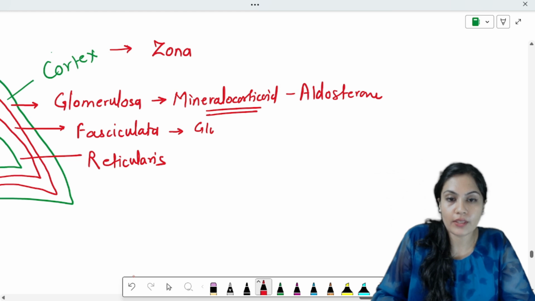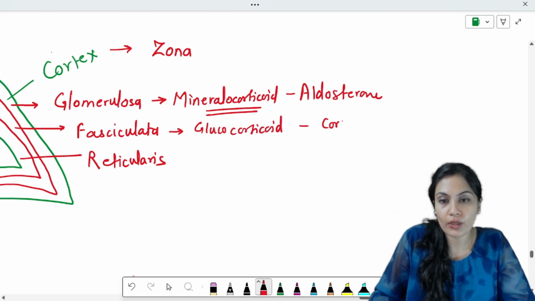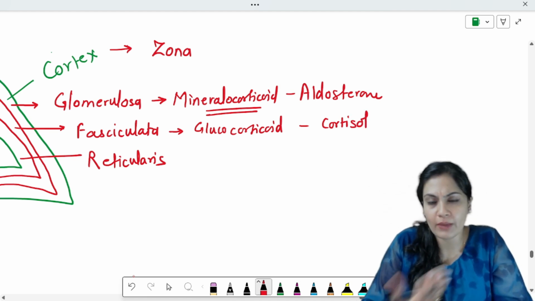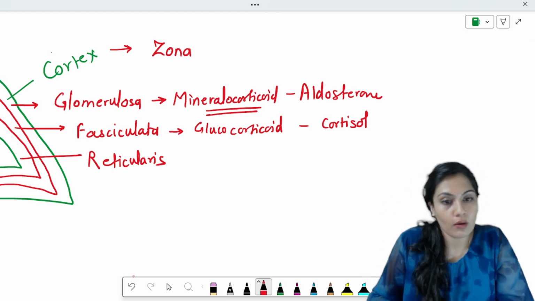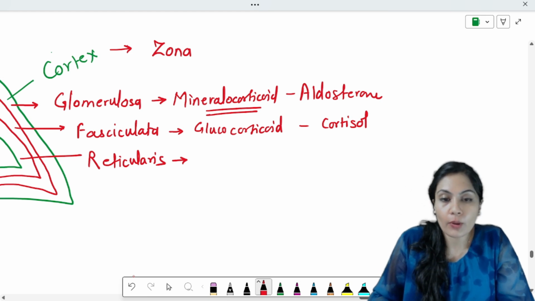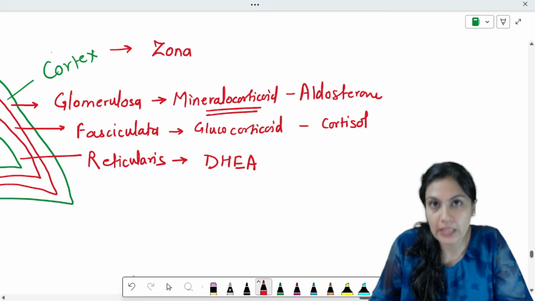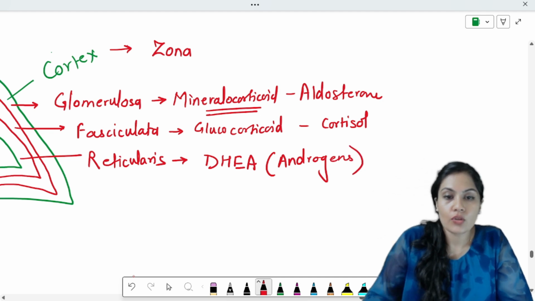What about fasciculata? Of course, it is going to release the glucocorticoid. What are the glucocorticoids? Cortisone, corticosterone. In our MCQ, it is going to be cortisol, because the option given is cortisol. It can be corticosterone also, cortisone also. Reticularis is actually going to release androgen, or we can say the precursor of androgen, that is dihydroepiandrosterone, DHEA, which is going to form the androgens finally.